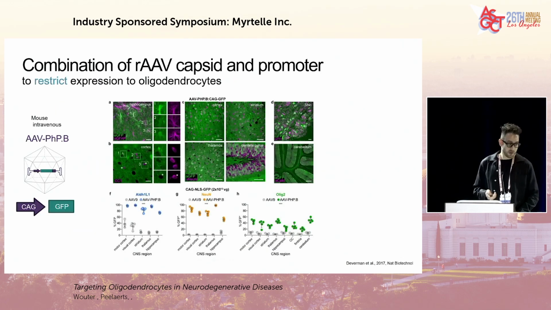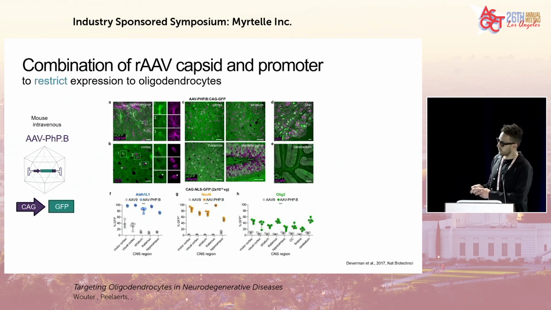Then I just want to say a few words about the PHP.B capsids developed by the Gradinaru lab, which I think is a very interesting serotype to target oligodendrocytes. These were generated by inserting a heptamer amino acid residue in the VP1 region of a 2.9 serotype. They developed a large library and injected these intravenously in Cre transgenic mice, expressing Cre only in astrocytes. Through directed evolution, this library was screened for the ability to first cross the blood-brain barrier, but also to transduce glial cells.